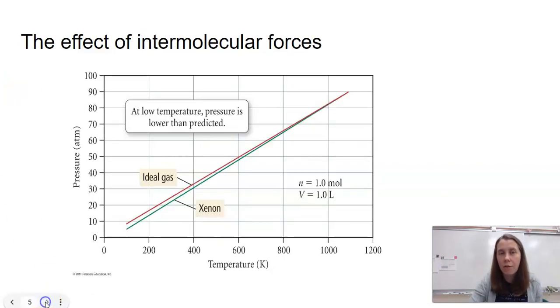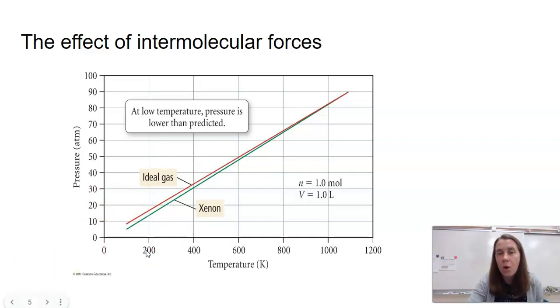Right? The other factor is the intermolecular forces. So if you remember, we also assumed that gases do not have any intermolecular forces. They don't interact with each other in a gas sample at all. All right, so that is going to become less and less true as we get to lower and lower temperature.